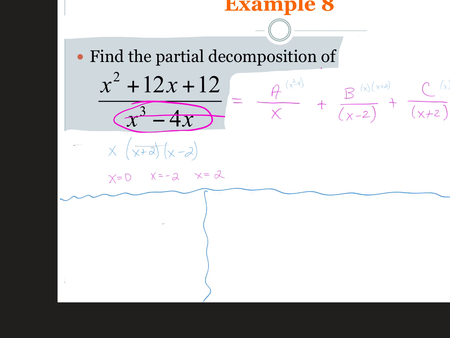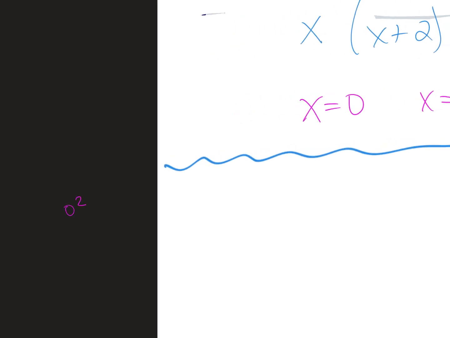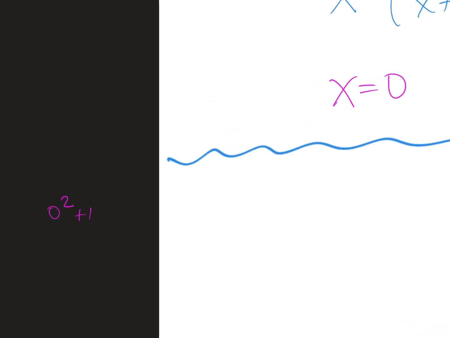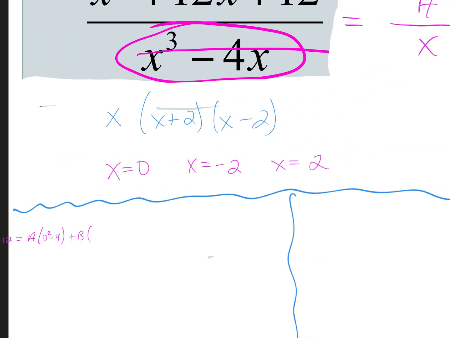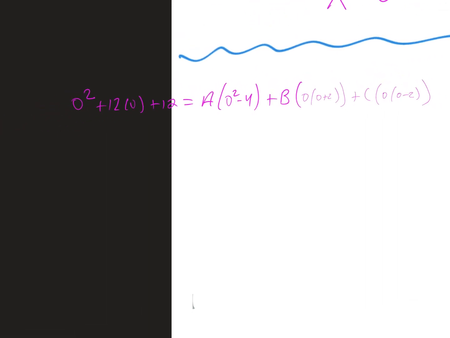So I'm going to go here and here. This one looks a little long, but it's okay. You're fine. So I have x squared, so 0 squared, plus 12 times 0 plus 12 equals a times 0 squared minus 4 plus b times, what did I do for b? Plus 2. So 0 times 0 plus 2 plus c is 0 times 0 minus 2. Everybody agree with what I wrote?